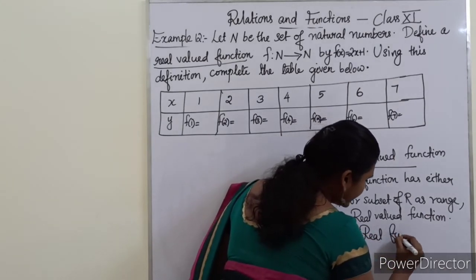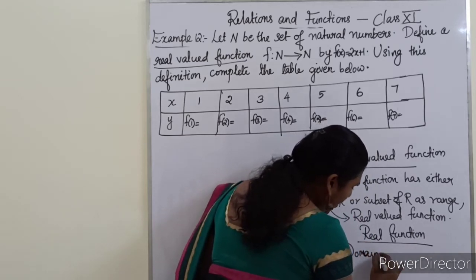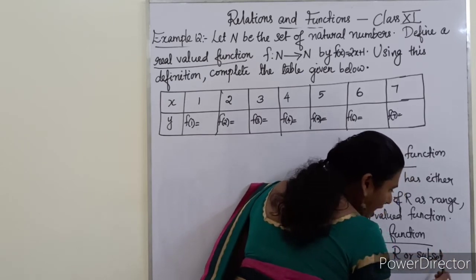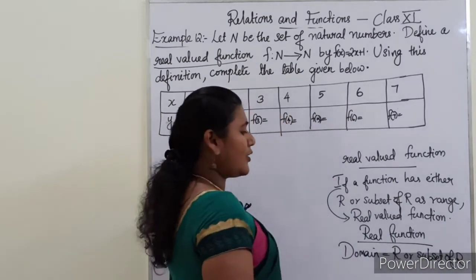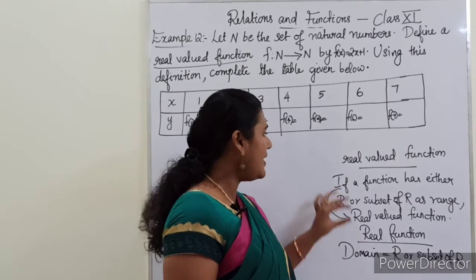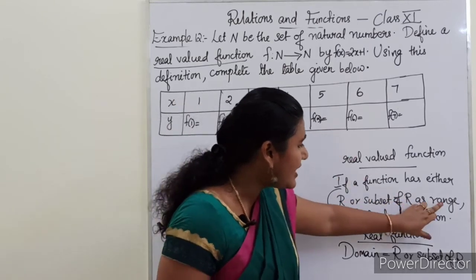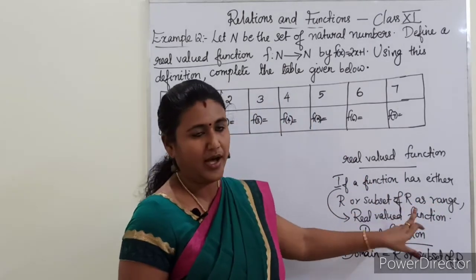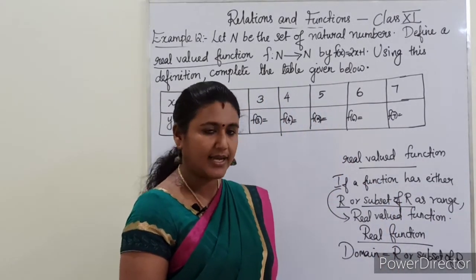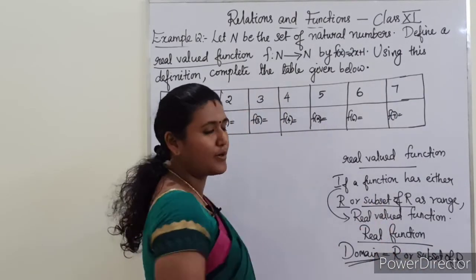Another function is the real function. If the domain is also R or a subset of R, then we can call that function a real function. So these two concepts are very simple. A real valued function is one whose range is R or a subset of R. And if the domain is also R or a subset of R, then we can call it a real function.